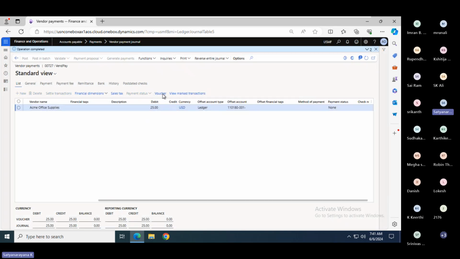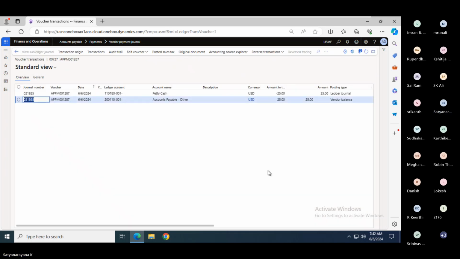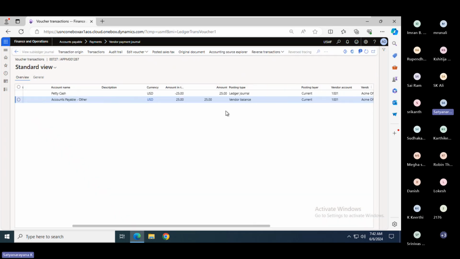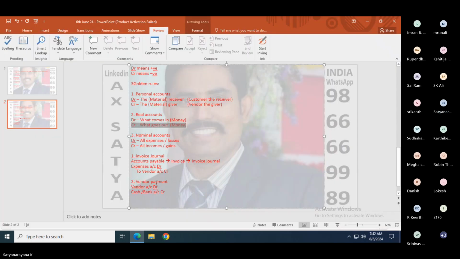If you go to the voucher, you can see here vendor account debit, petty cash account credit. So that's what I have written here. Vendor account debit to cash account credit. So money is going out. Okay, the path is accounts payable, payments, vendor payments.